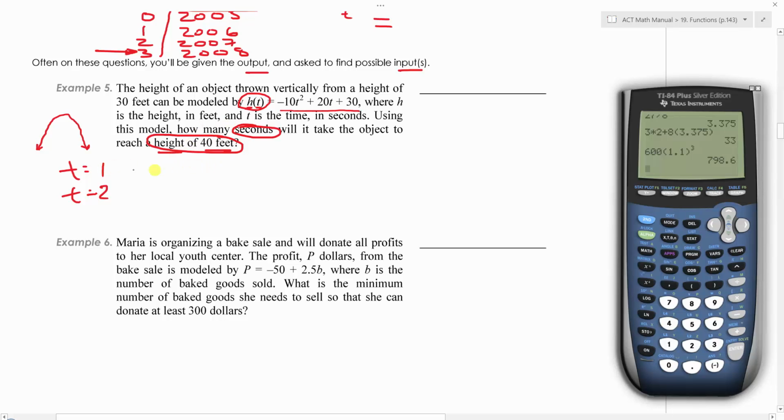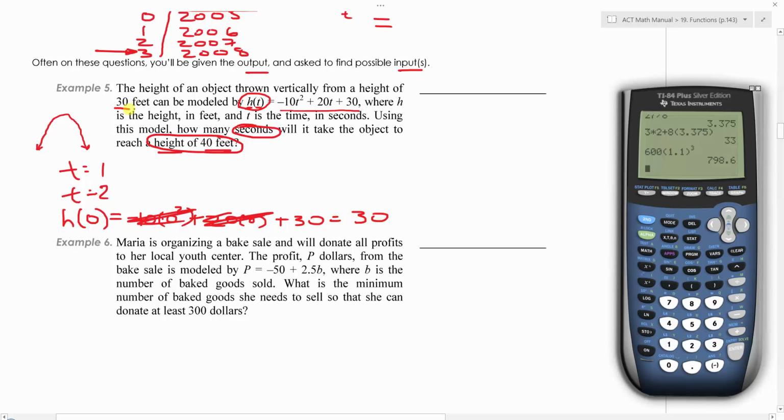Now, just as one quick example, at a time of 0, when t equals 0, that means you have not thrown the object. Well, look what this all becomes. It becomes negative 10t squared, which is 0 squared, plus 20t, which is 20 times 0, let me put these all in parentheses, plus 30. And these two go away because they're both zeros, and we get 30.